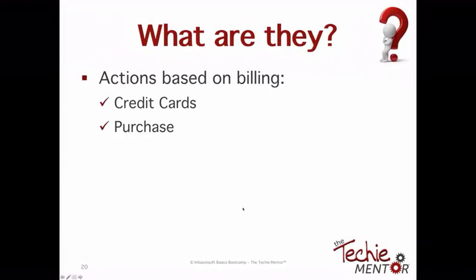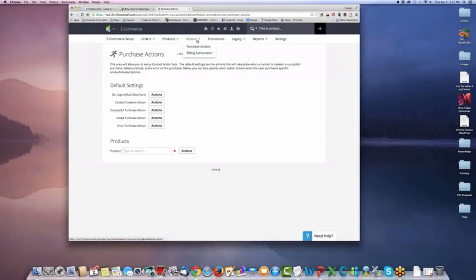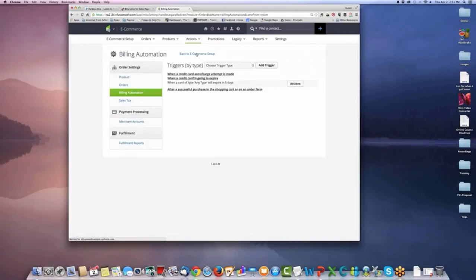And then billing automation is the last thing we're going to look at. And these are actions based on billing. And these are also trigger based, which means something has to trigger this in order to happen. And the most common ones that we see are credit cards and purchases. And there are some default ones already set up for you. And these are also under e-commerce and billing automation. And you can see right here, billing automation, you can see here I have when a credit card auto charge attempt is made, when a credit card is going to expire, after a successful purchase in the shopping cart or an order form. So you've got successful purchase under purchase actions, but you've also got one here.